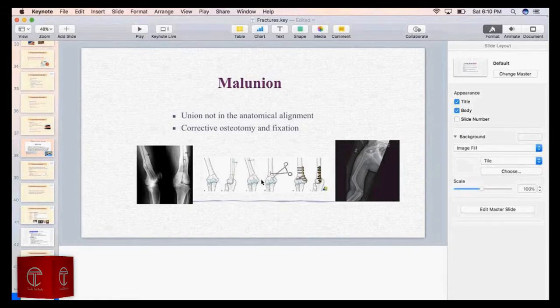The problem of open wedge osteotomy is that there is a chance for non-union. And if you do a closed wedge osteotomy, you are removing a wedge and closing that wedge region. So the bone contact is good, and the chance of non-union is less. So that's all about malunion.